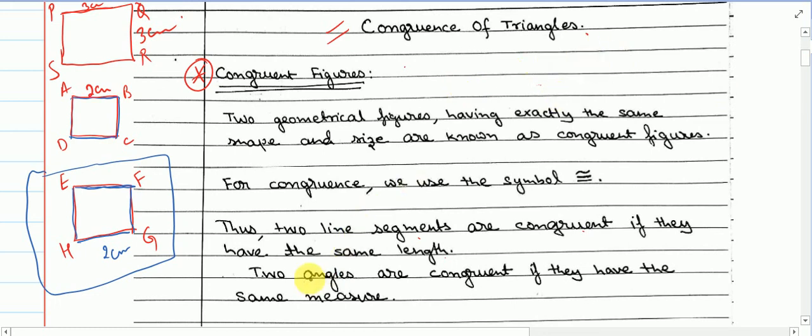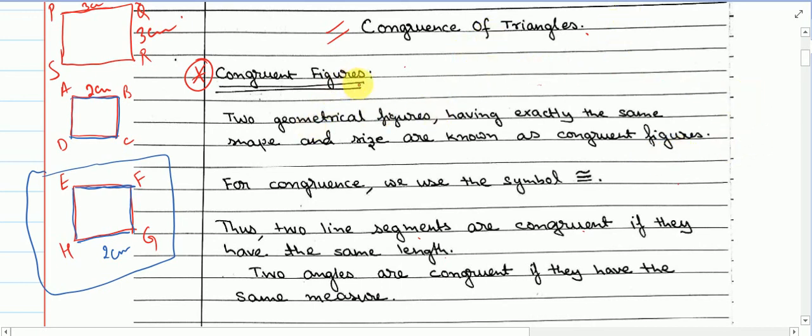And next, two angles are congruent if they have same measure. Like let's say this is 30 degree, and this is 35 degree, and here let's say we have 30 degree. So we say that these two angles, this and this, are congruent because they measure same angle. So this is done.